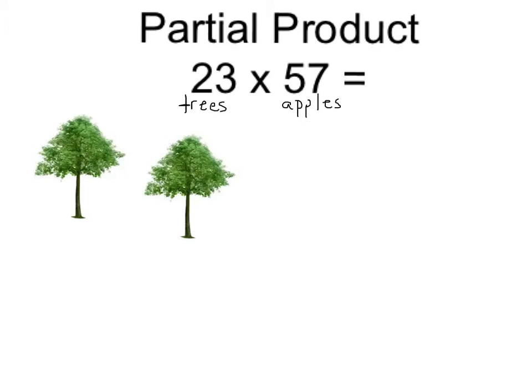Okay, so here is an example of partial product. We're using the same problem as on the YouTube video that you were sent. This is a story problem. So we have 23 trees, and each of those 23 trees have 57 apples on them.